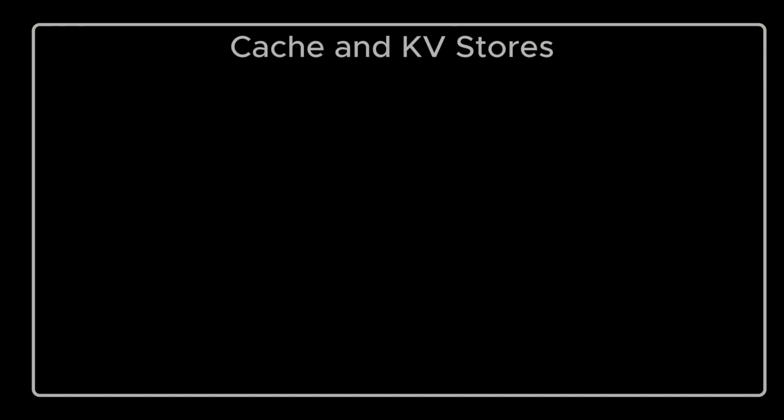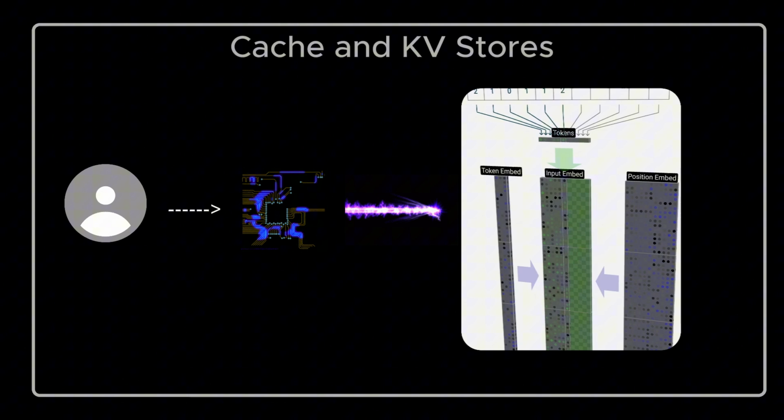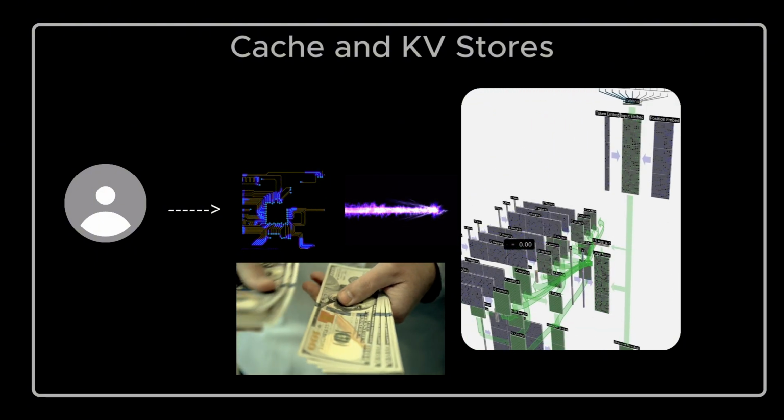Last one, and this is the unsung hero of AI in production: caching and key-value stores. Here's the reality. Running inference on large models is expensive. Every time a user sends a query, you're spinning up compute, running the forward pass, generating tokens. For a busy AI application, that gets costly fast. Caching solves this in two ways.